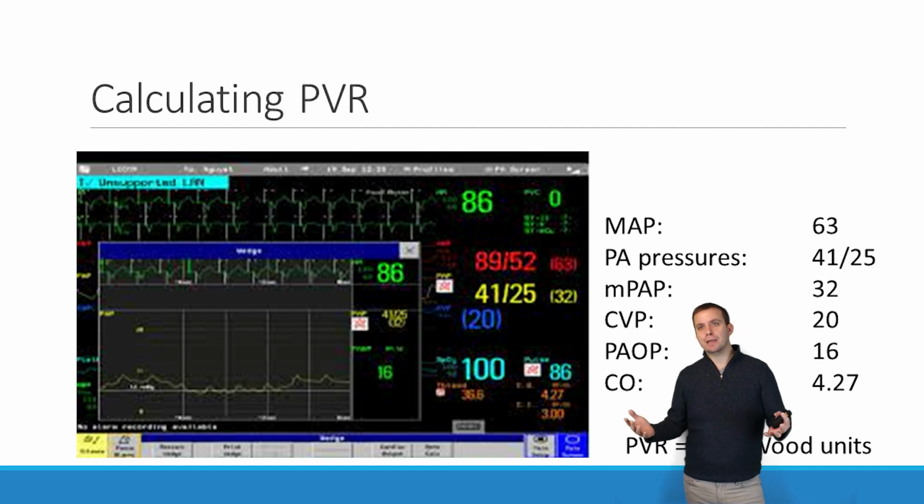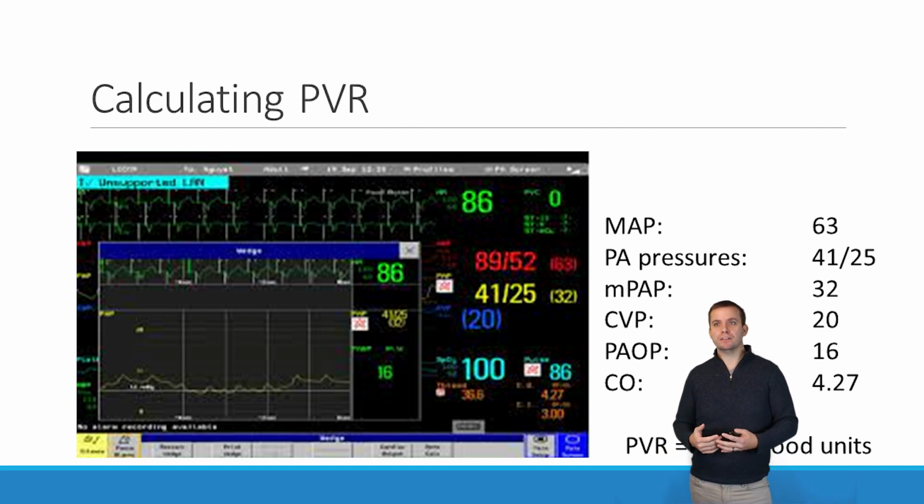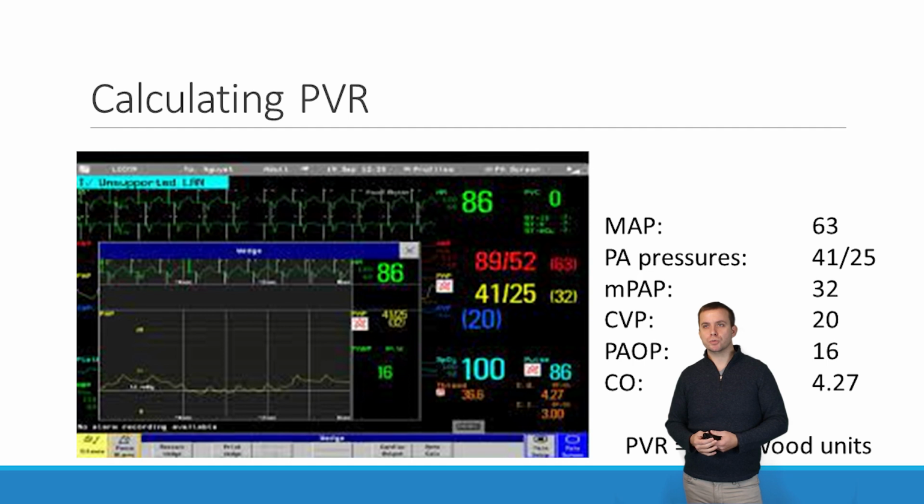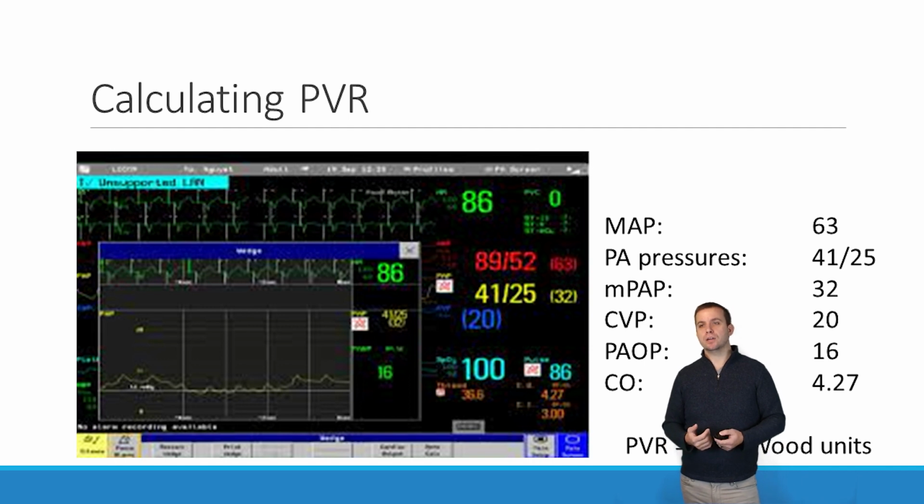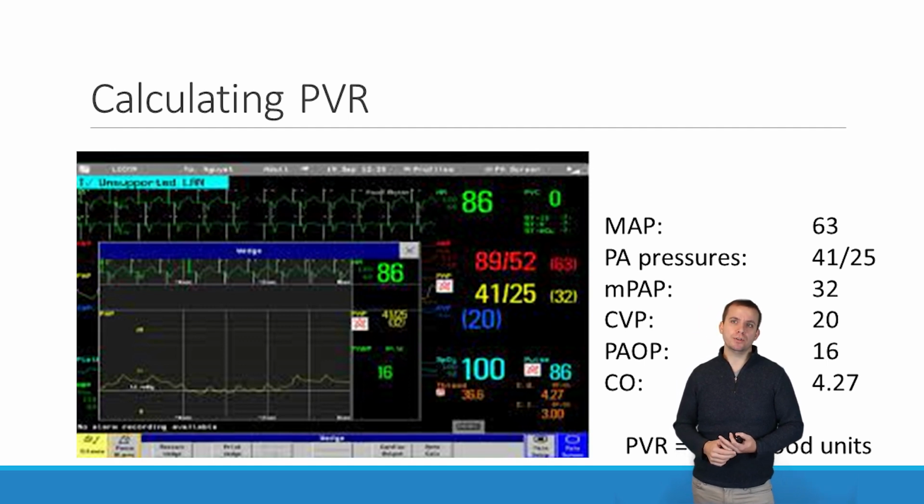So here's an example. You have a patient that has a MAP of 63. Their PA pressures are 41/25 with a mean pulmonary artery pressure of 32 and a CVP of 20. And you have a wedge of 16 and a cardiac output of 4.27. So if you do the math on there, you have a PVR of 3.74 Wood units.